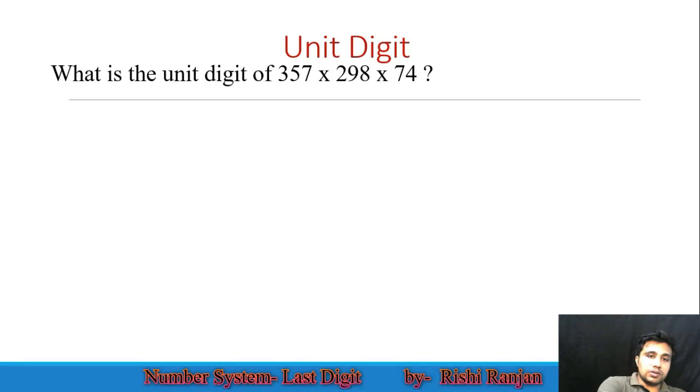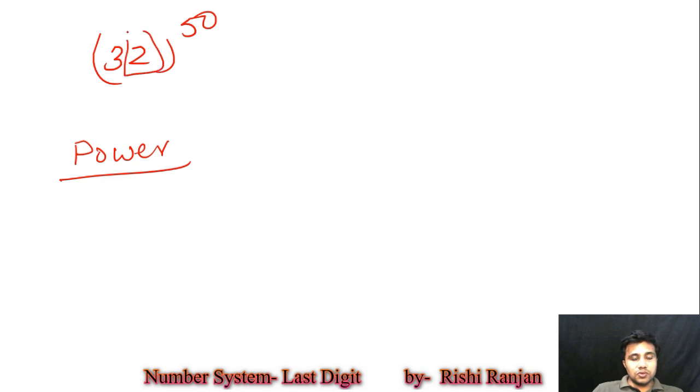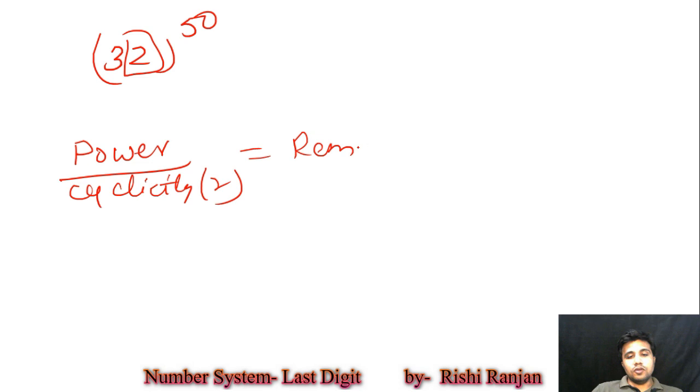Have a look, the same question once again: 32 power 50. Here what we are going to do, divide the power by the cyclicity of 2, and find the remainder. Don't find the quotient, find the remainder. For example, 50 divided by the cyclicity of 2, which is 4. 50 by 4, the remainder is 2.